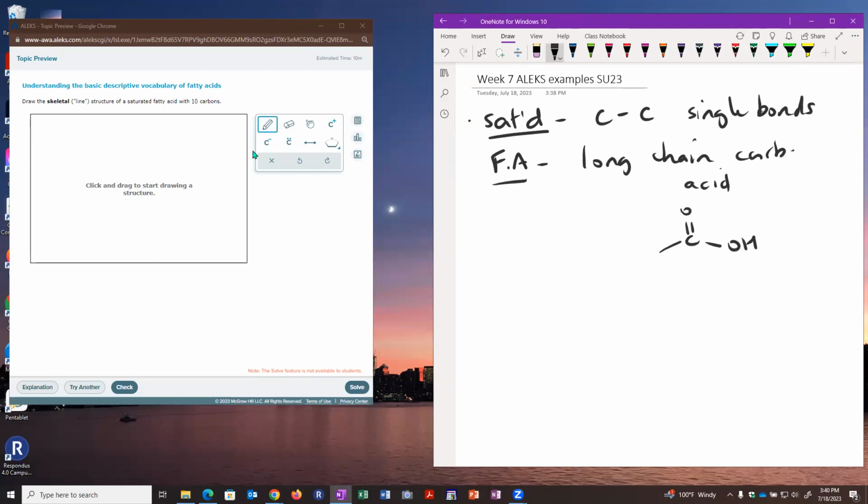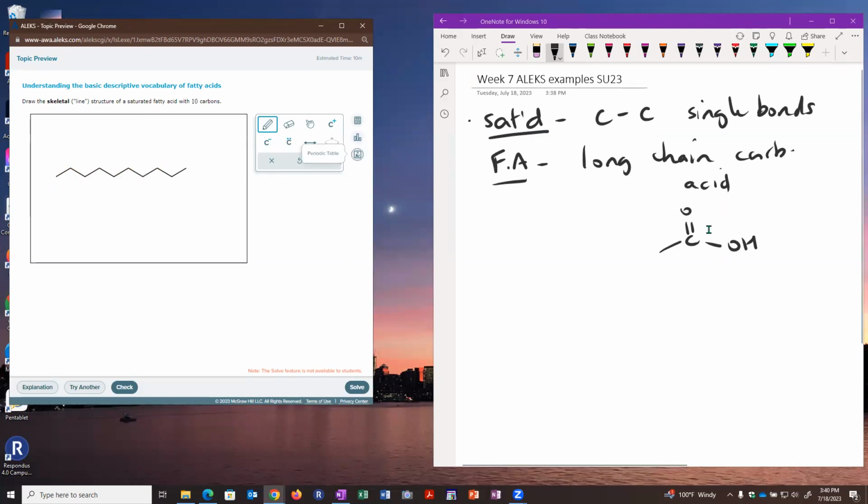So if I want to draw a 10 carbon fatty acid, I can draw 10 carbons in a row. So that's my first, second, that's a third, fourth, fifth, sixth, seventh, 8, 9, and 10. Right, so you'll notice the shortcut for drawing your carbon chain that makes it look really uniform and neat. So let's double check 1, 2, 3, 4, 5, 6, 7, 8, 9, 10.